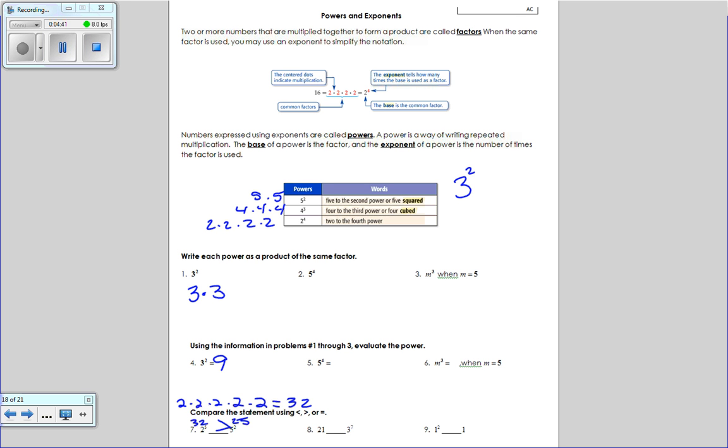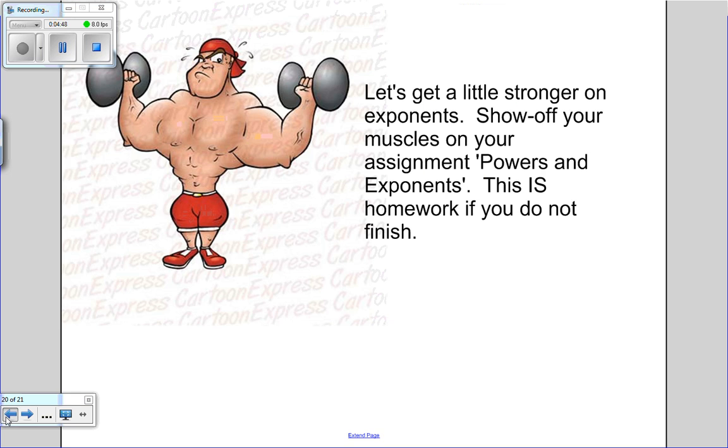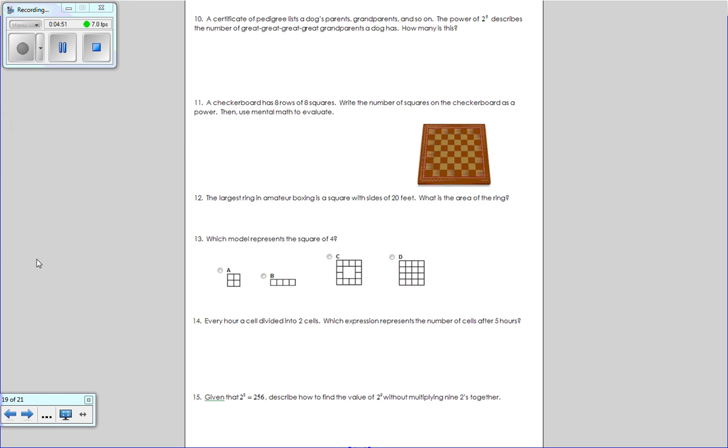Okay, the rest of this is word problems, and it's going to give you the powers in here. So number 10, a certificate of pedigree lists a dog's parents, grandparents, and so on. The power of 2 to the 6th describes the number of great-great-great-great-grandparents a dog has. How many great-great-great-great-grandparents does a dog have? So we're going to have to evaluate the power of 2 to the 6th, okay? 2 to the 6th power.